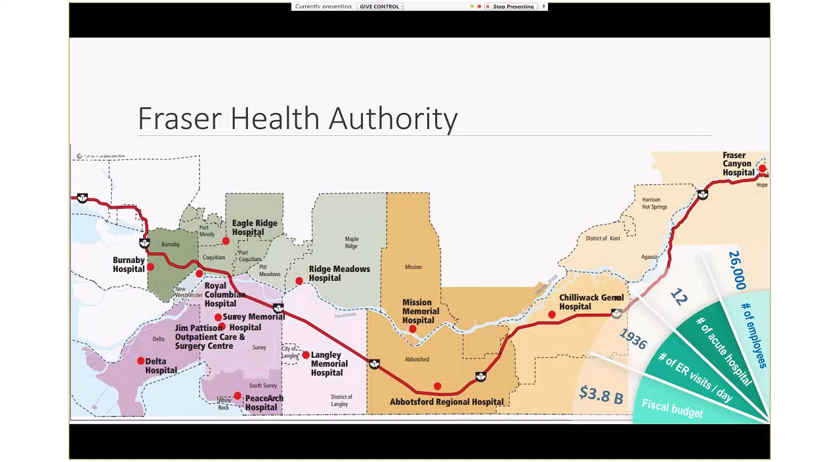Burnaby, for example, is much more urbanized, while Chilliwack, Mission and so forth, and also Hope, are much more rural. We have over 26,000 employees and 12 acute hospitals. I believe I saw a report, and I'm not quite sure if it's entirely true, but I'm going to assume it's true for now, that our hospitals have the most ER visits per day. I saw a report saying we're the busiest ER in Canada, just shy of 2,000 visits in total per day. We have a fiscal budget of almost $4 billion. If you translate that to a day, it's about $10 million that we're spending on a daily basis.